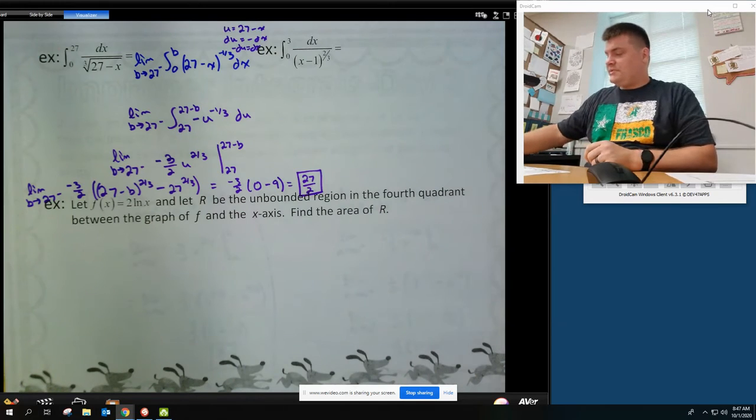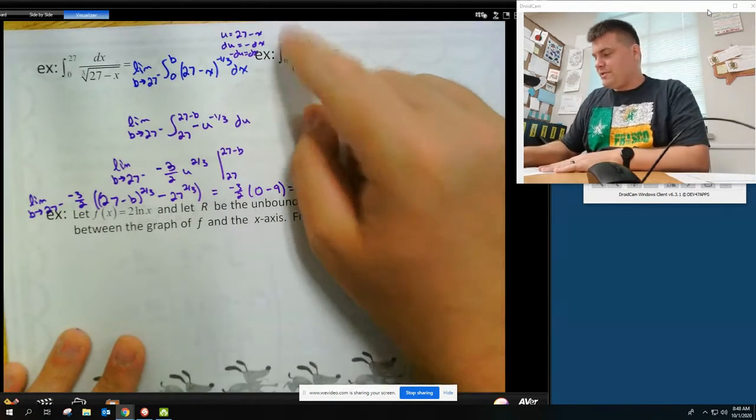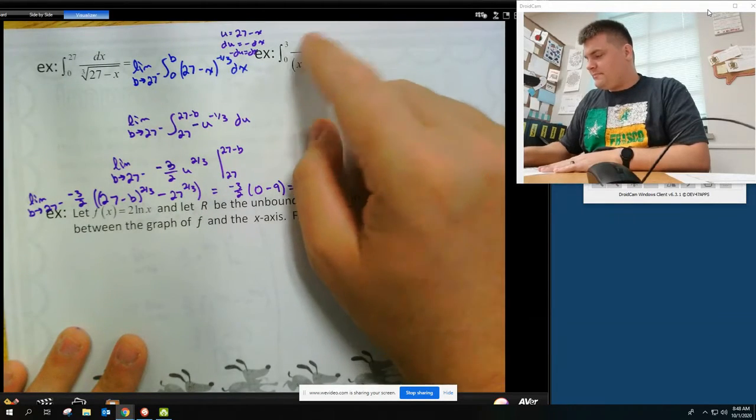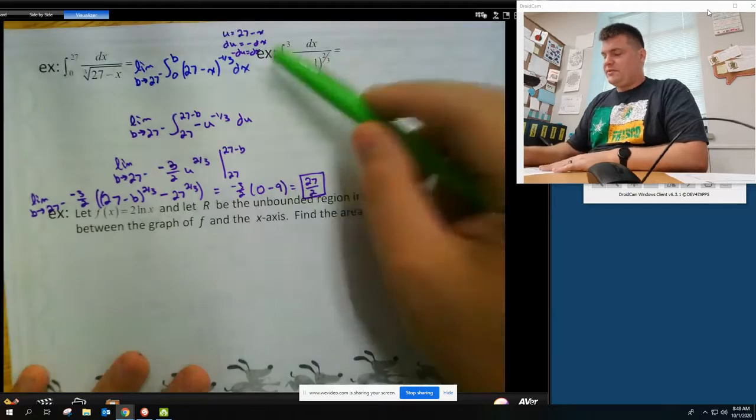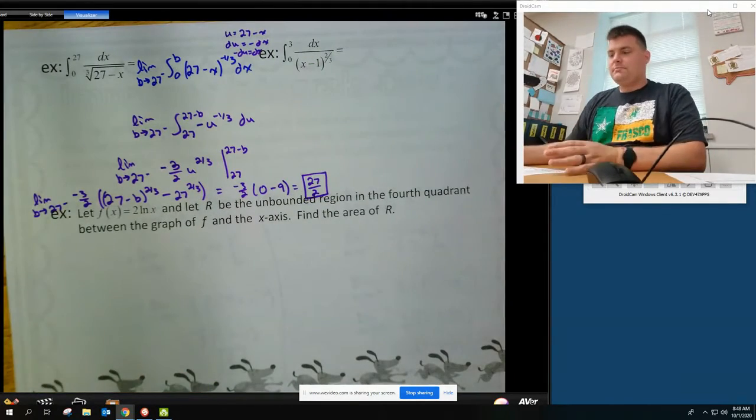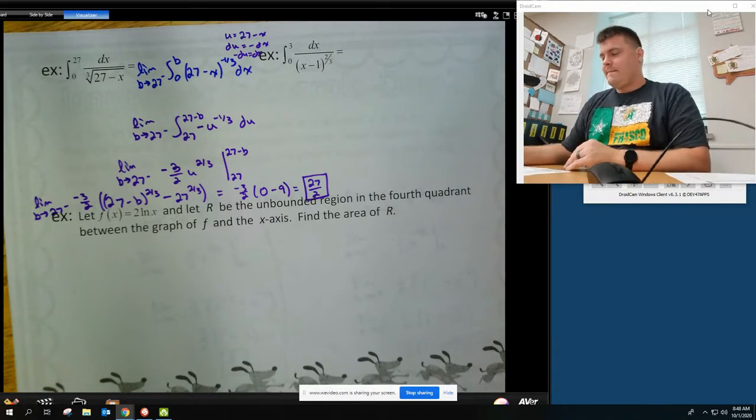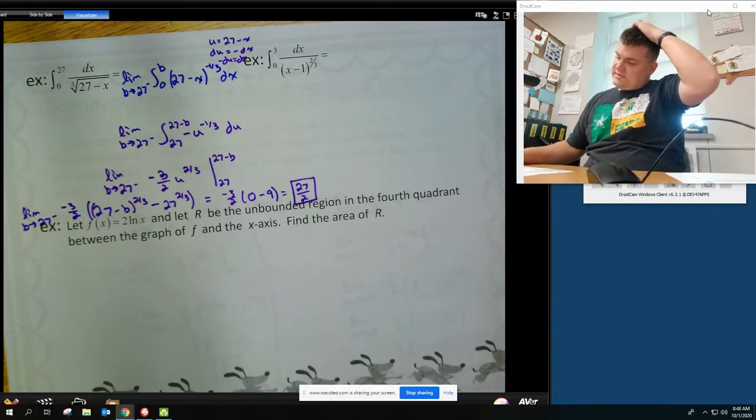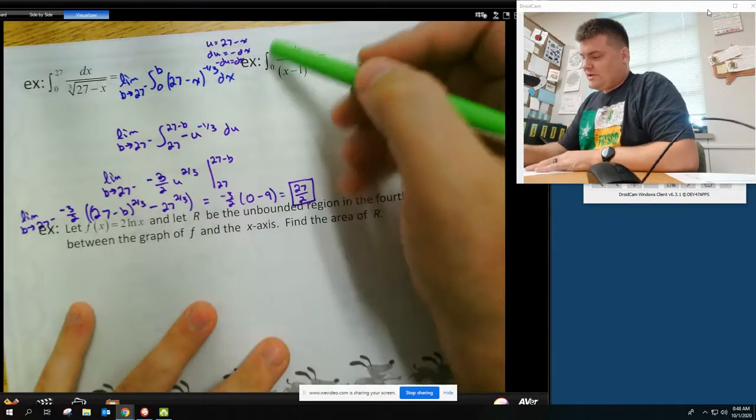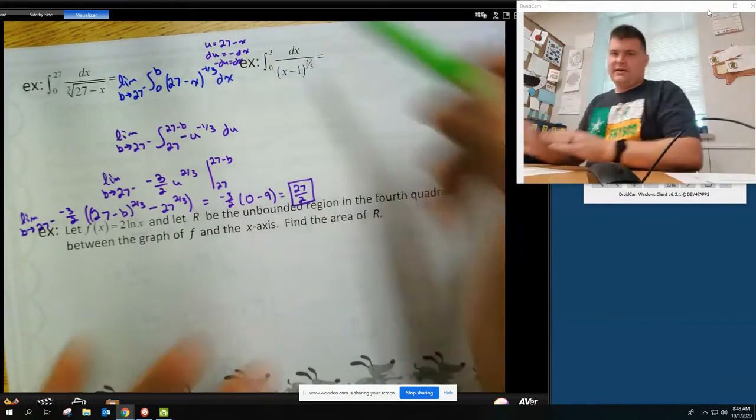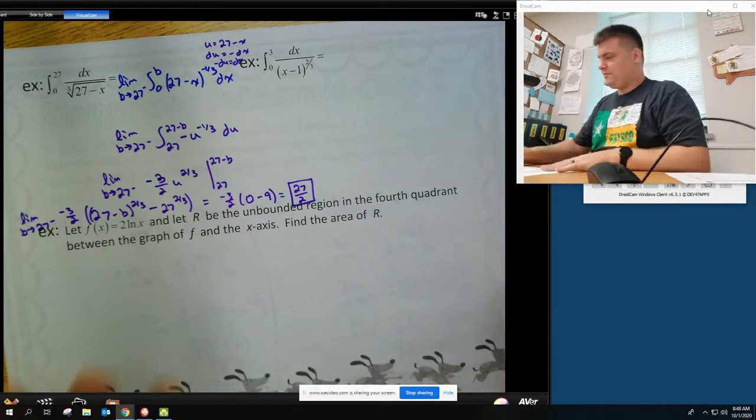Okay, next example. This is kind of one of the weird ones that we're going to have to look out for. Integrate from 0 to 3 of dx over x minus 1 to the 2/3. Now, you plug in a 0, you're good. Plug in a 3, you're good. So I can just go ahead and integrate. Well, this actually has a vertical asymptote at 1. So I can't integrate because I have a stoppage at 1 between 0 and 3.